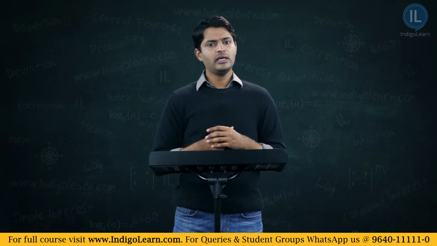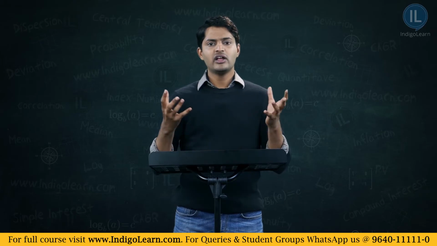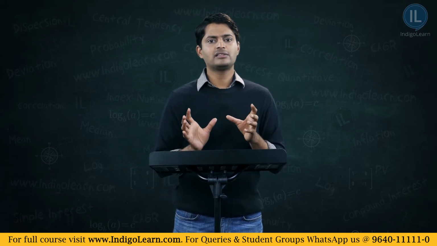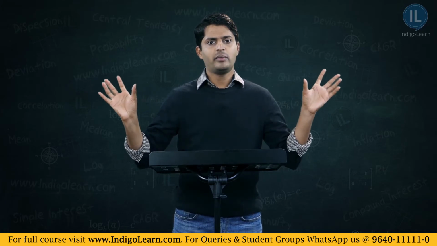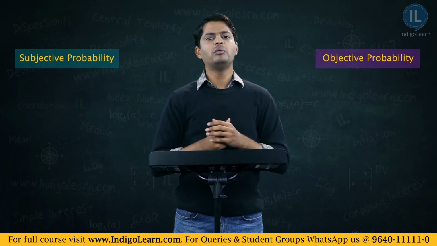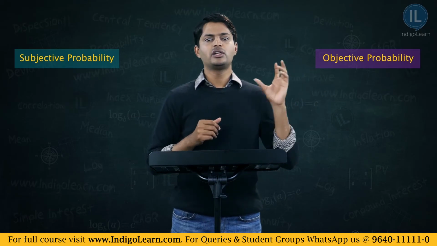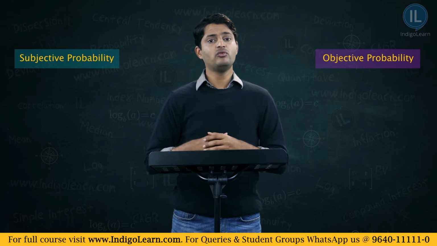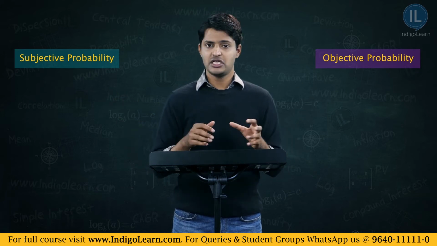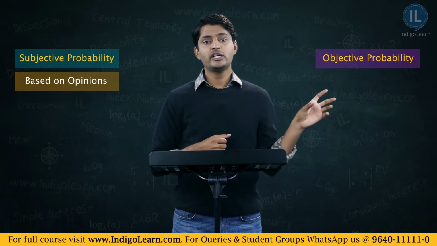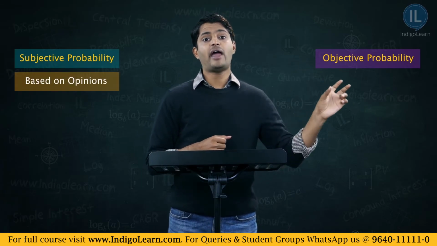Now you might ask me, sir, what is the probability that we are discussing in our syllabus? So broadly, probability is categorized into two different categories. One is subjective probability, the second one is objective probability. It's very easy to explain what is subjective and what is objective in general. Subjective means based on your opinion, objective means something which is based on facts.